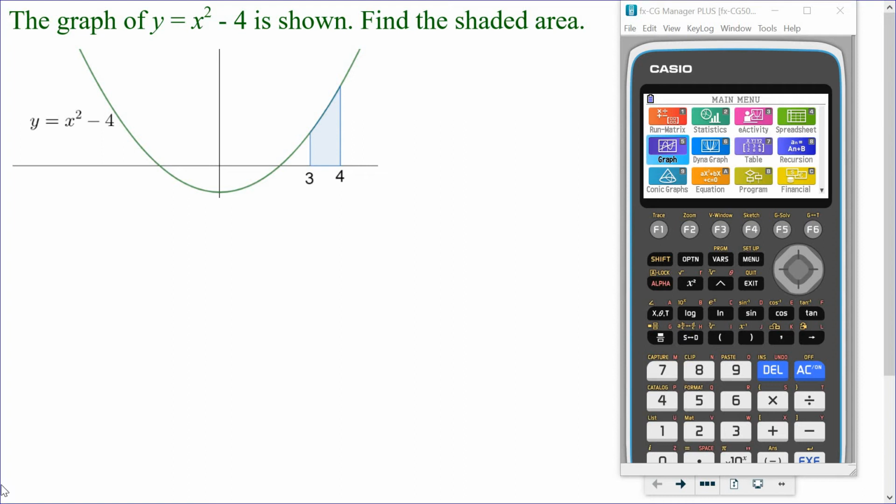Hi, this video should show you how to use the new graphical calculator to find area with integration. Okay, so we need to find a nice straightforward area between 3 and 4 and the curve y is x squared minus 4.